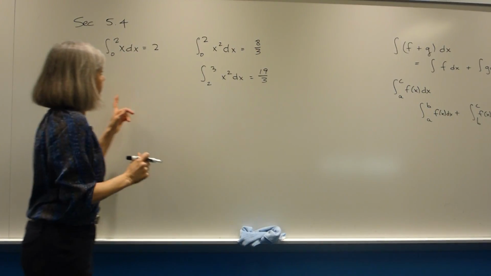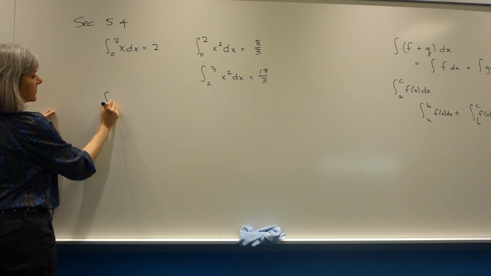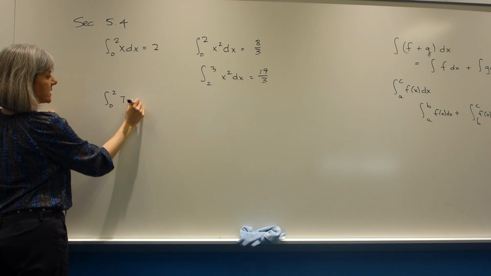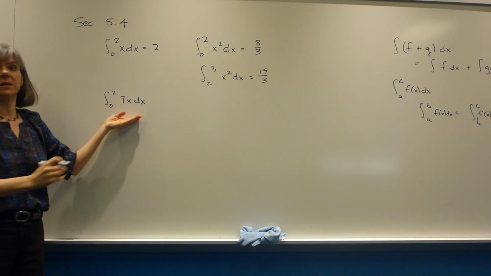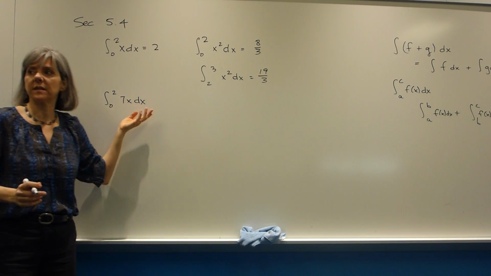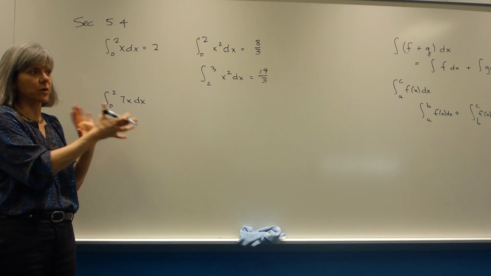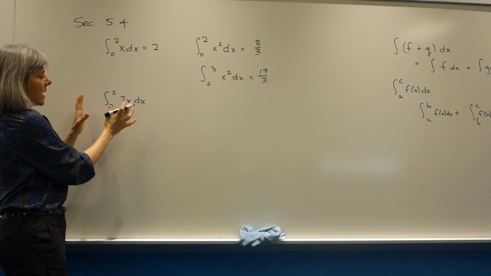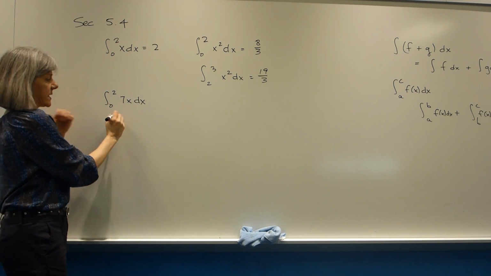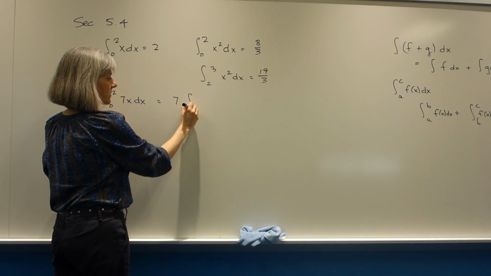Okay, so let's look at this one. If I wanted to know the integral from 0 to 2 of 7x dx, well, I know that multiplication, this is a constant. Is this a basic? That's always our first question. Is this a basic? Yes. There's nothing fancy about that. There are no composite functions, nothing strange. So this is just multiplied by 7. So I can pull that 7 out front.